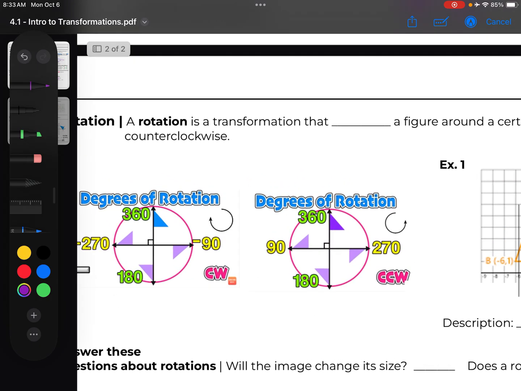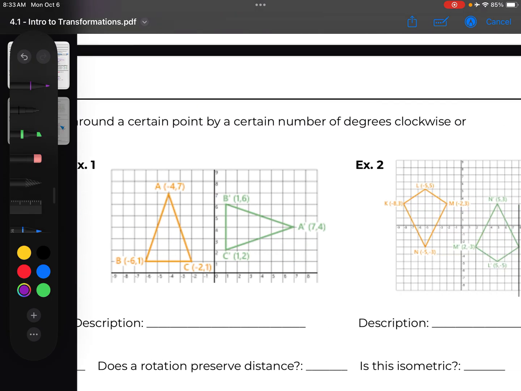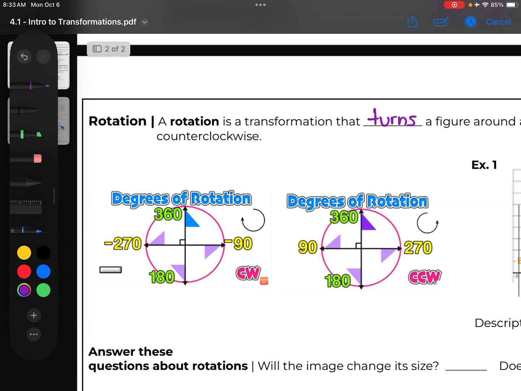A rotation is a transformation that turns a figure around a certain point by a certain number of degrees, either clockwise or counterclockwise. Clockwise is here in this first example, and this would be counterclockwise.